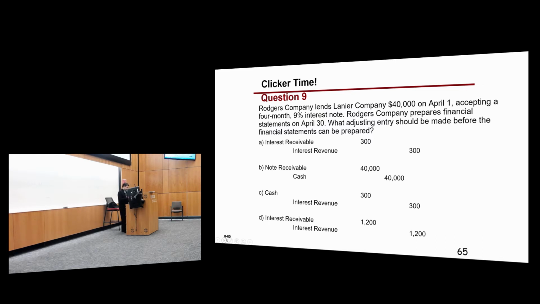So in this case, the company lends $40,000 on April 1st, accepting a 4-month 9% interest note. Rogers Company prepares financial statements on April 30th. The adjusting entry will be for how many months? 1 month. This is between the date it was signed, this is the signing date, and this is statements. Only 1 month has passed.